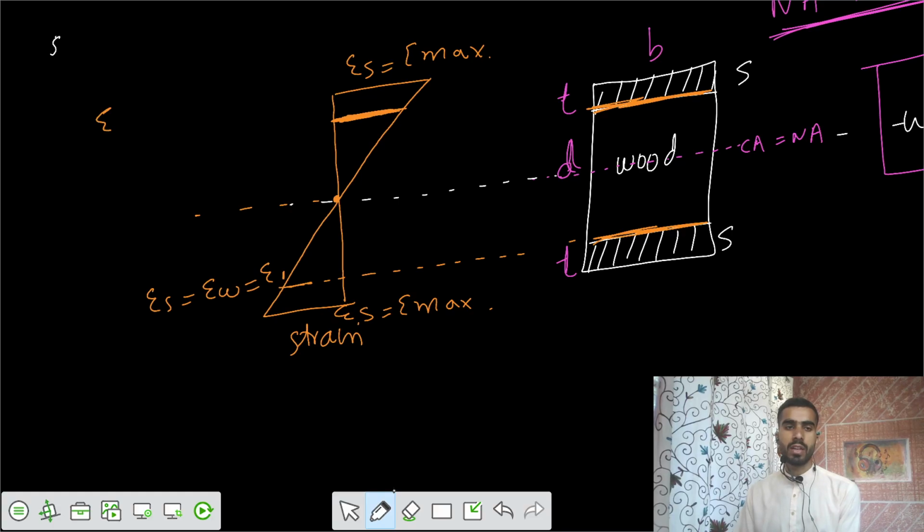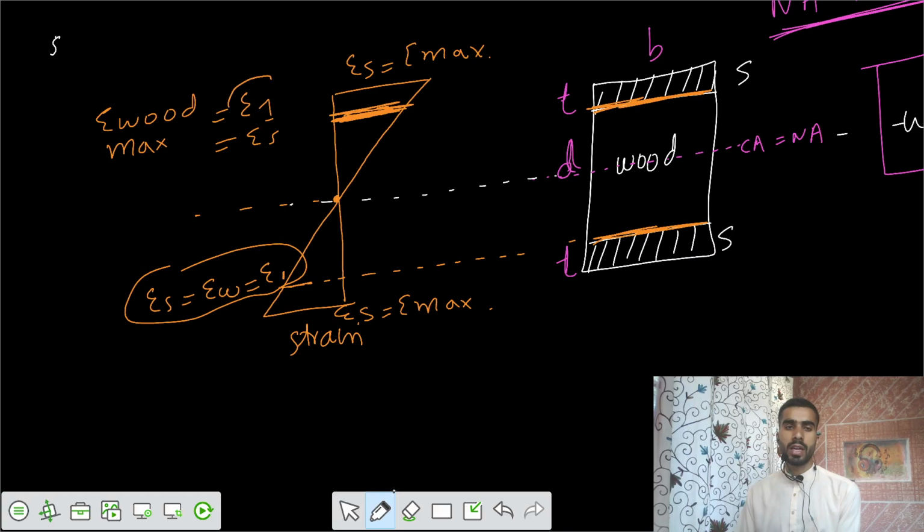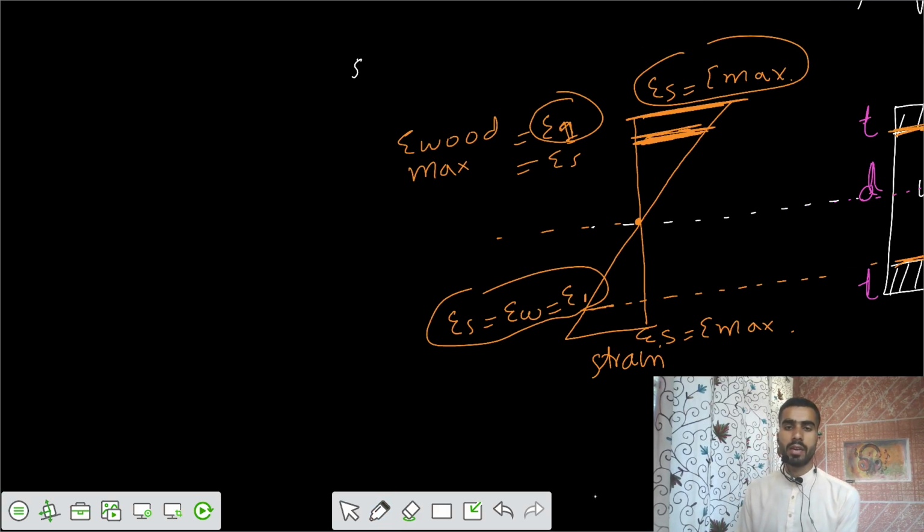So we can say the maximum strain in wood is equal to strain 1, and that is Es, which we have represented here. The maximum strain in steel is Emax, at the top fiber. So we got the linear variation of strain.